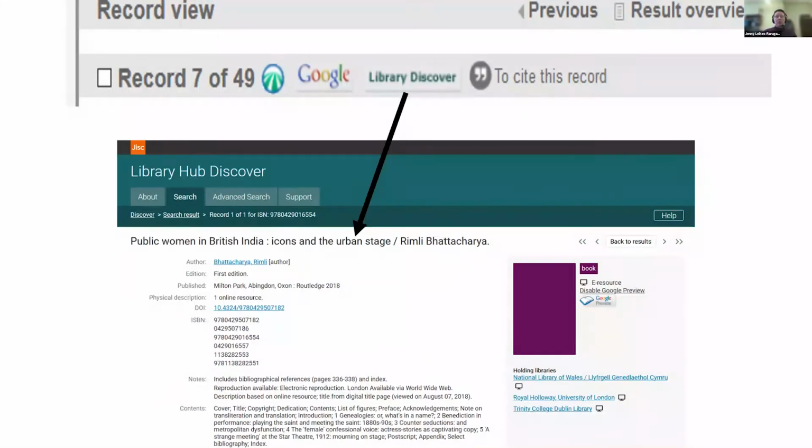Likewise, you'll also have links through to JISC Library Hub Discover, which Mike talked about previously. This is a really useful resource to be using, because it links through to the collections of over 170 national, academic and specialist libraries in the UK and Ireland.